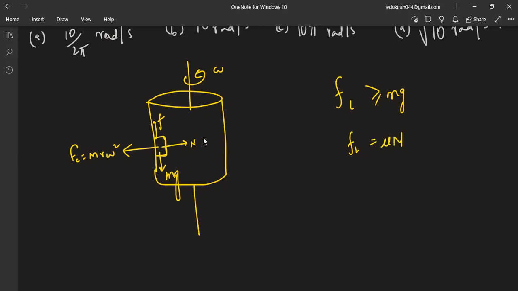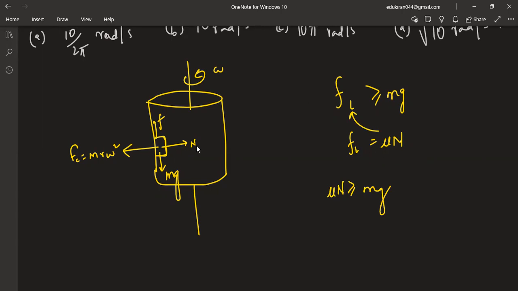Now, class, look here. Is N equal to mg? No. So you cannot remember f is equal to mu mg. Mu N only. Now mu N is greater than or equal to mg, if you substitute the value of friction here.